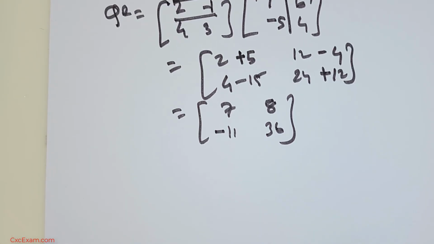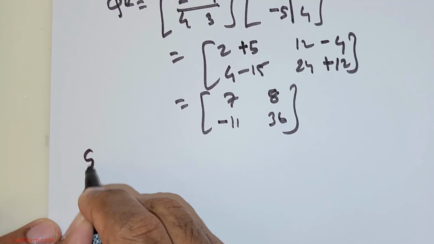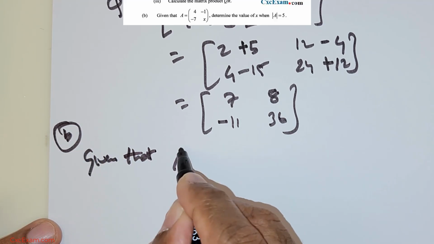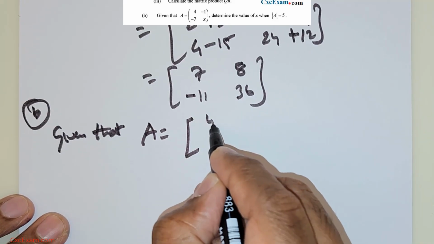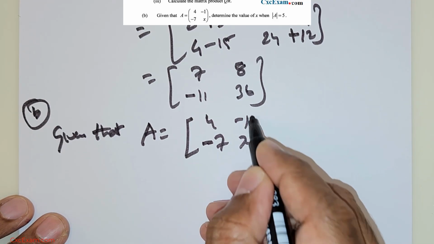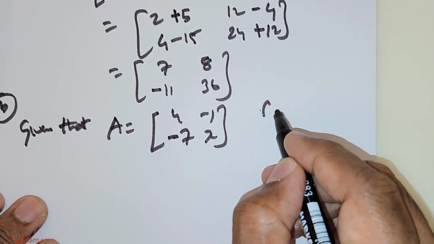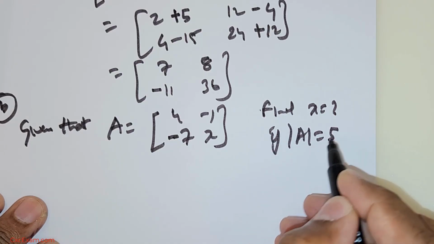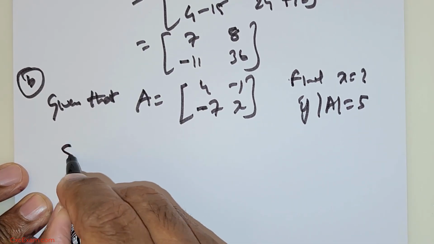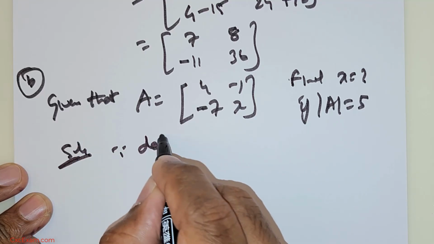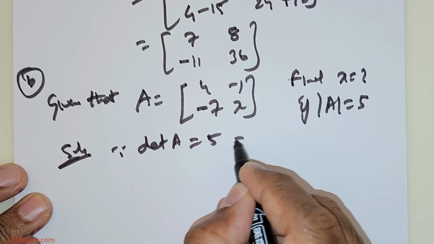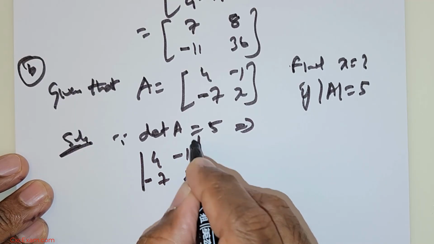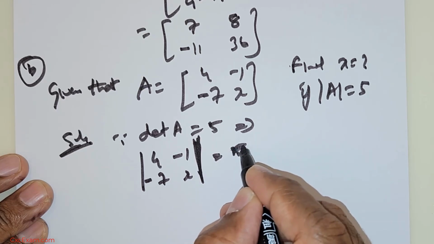Okay, so the next question they're asking us is, given that this is B, given that A is equal to 4, negative 1, negative 7 and X, find X if determinant of A is equal to 5. So this is a solution. Since determinant of A is equal to 5, this means modulus of 4, negative 1, negative 7, X, a straight line, is equal to 5.